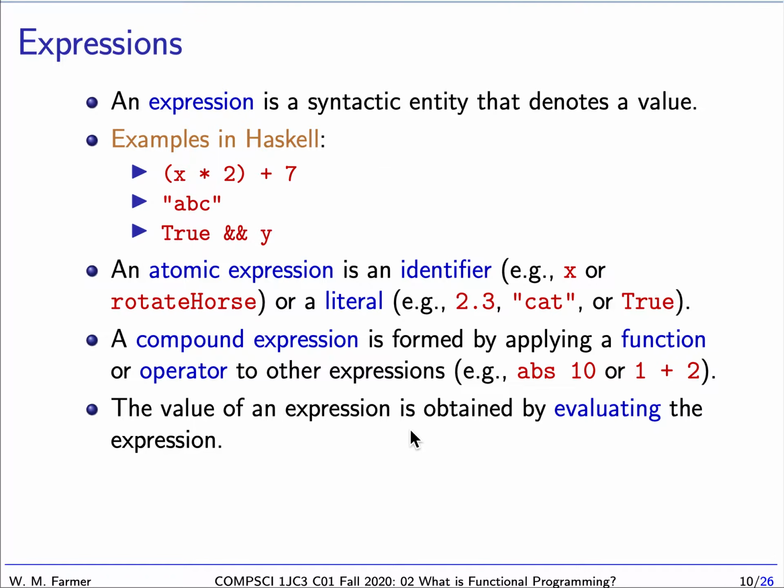So if we have an expression, it's useful to know what value the expression denotes. This is determined by evaluating the expression. So if we have expressions in a programming language and we want to know the value of the expression, the programming language implementation will usually let us find that value by evaluating the expression. Okay, so we have values, we have expressions.